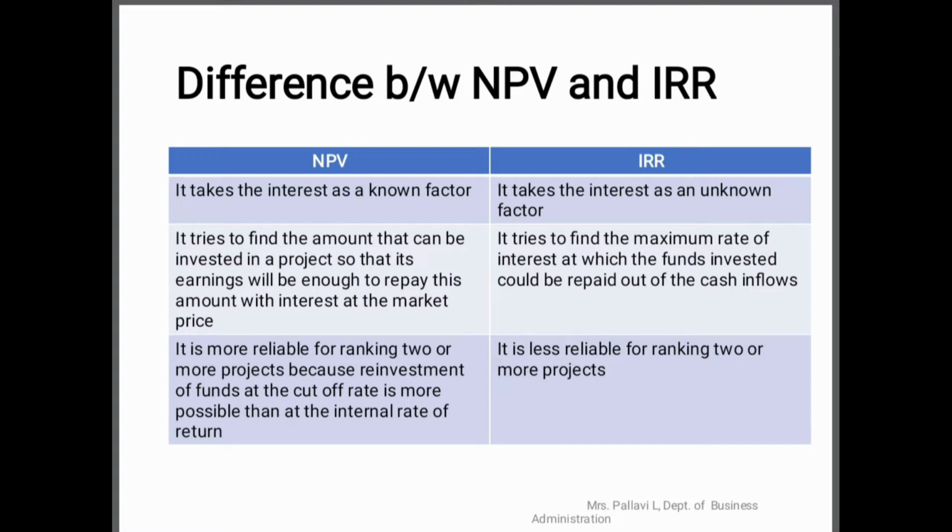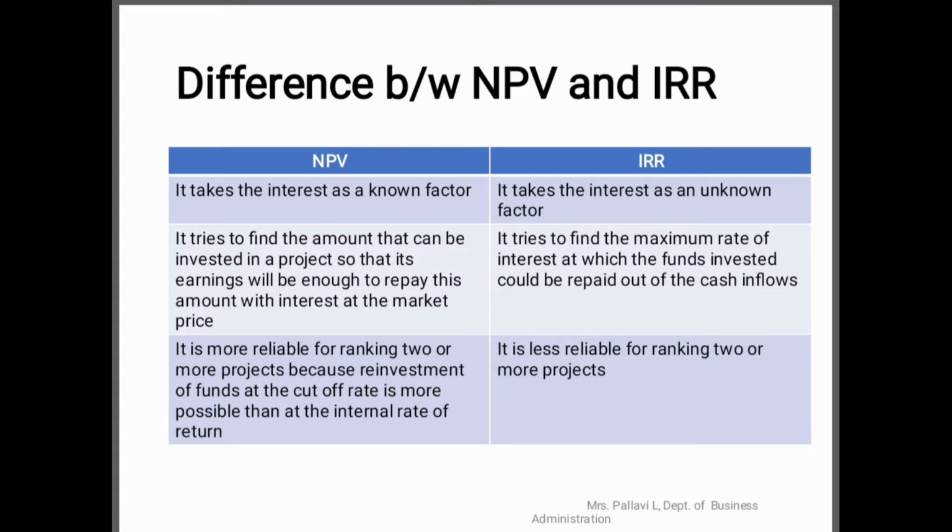And NPV tries to find the amount that can be invested in a project so that its earnings will be enough to repay this amount with interest at the market price. That means you will be able to know how much earnings you will get out of the project. If you select the project, how much earnings you will get. So based on that you will select which project you want.